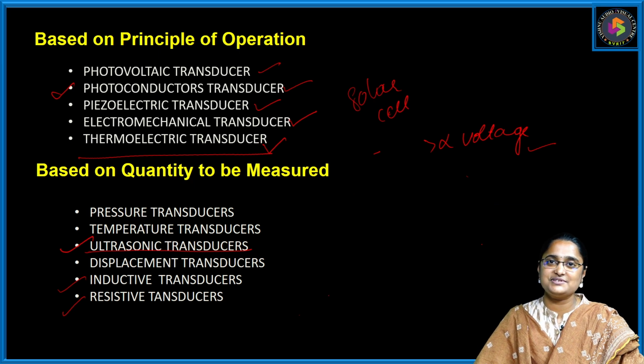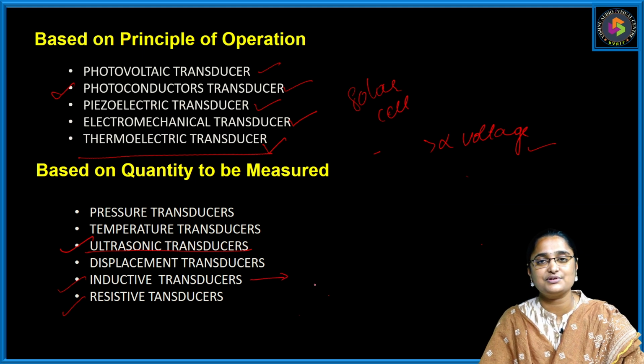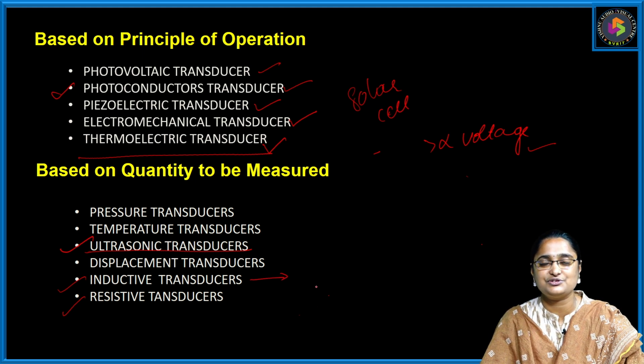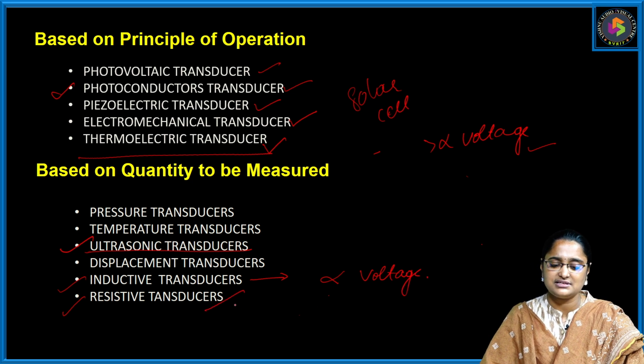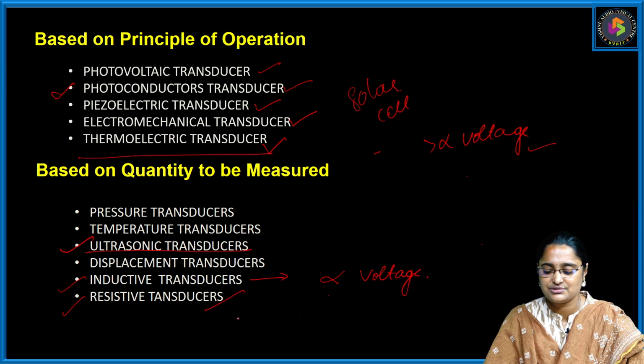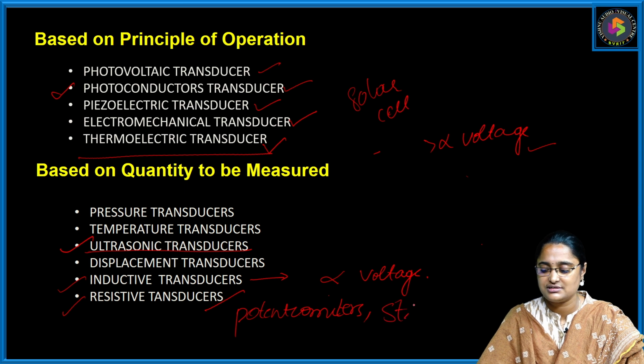So most of these inductive transducers work on the principle of mutual inductance. Based on the change of the mutual inductance, a proportional output voltage is obtained from the transducers. Then you have resistive transducers. For resistive transducers, you can take as simple an example as potentiometers or strain gauge.